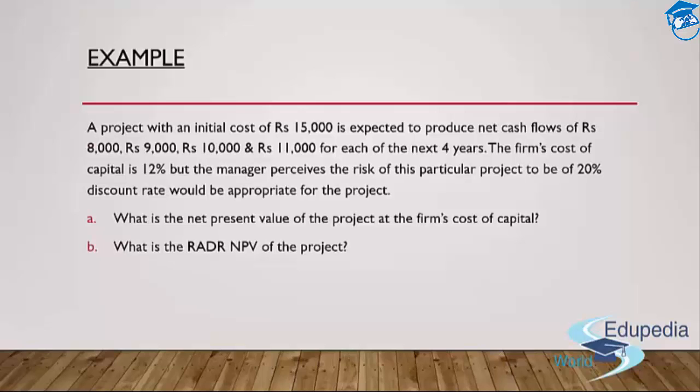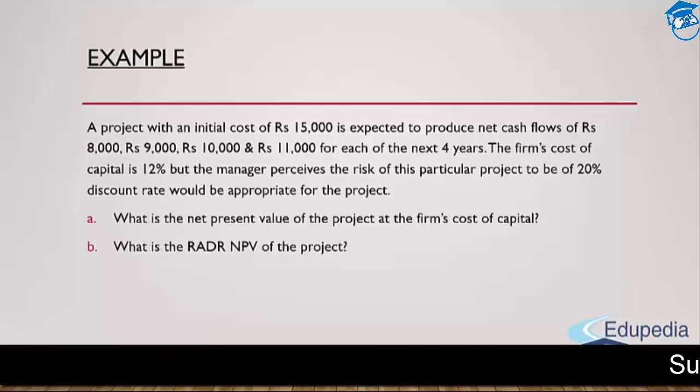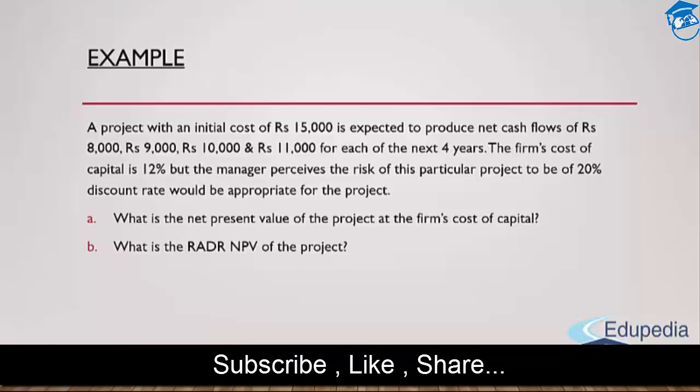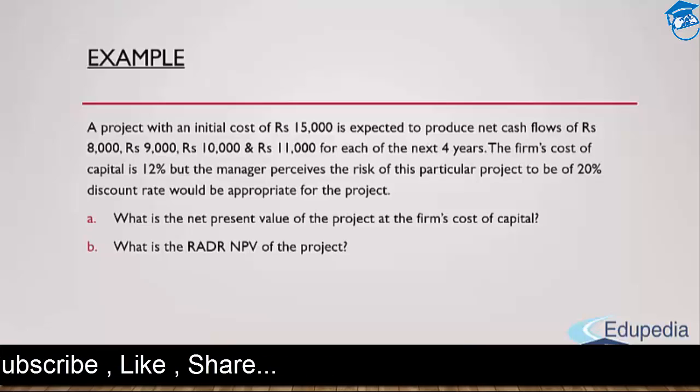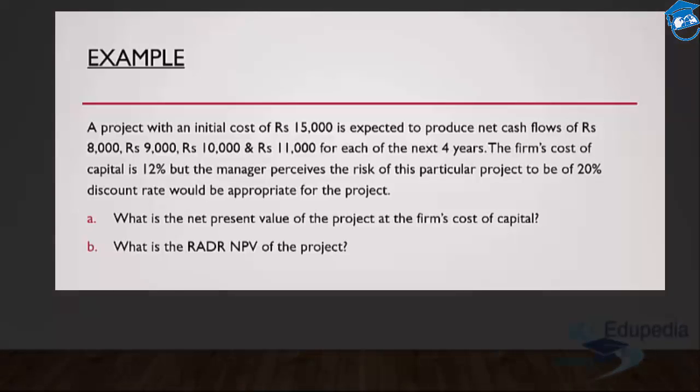A project with an initial cost of 15,000 rupees is expected to produce net cash flows of rupees 8,000, 9,000, 10,000 and 11,000 for each of the next 4 years. The firm's cost of capital is 12%, but the manager perceives the risk for this particular project to be 20%. What discount rate would be appropriate for this project? All we need to analyze are two things. Number one, what is the net present value of the project at the firm's cost of capital? And what is the RADR NPV of the project?